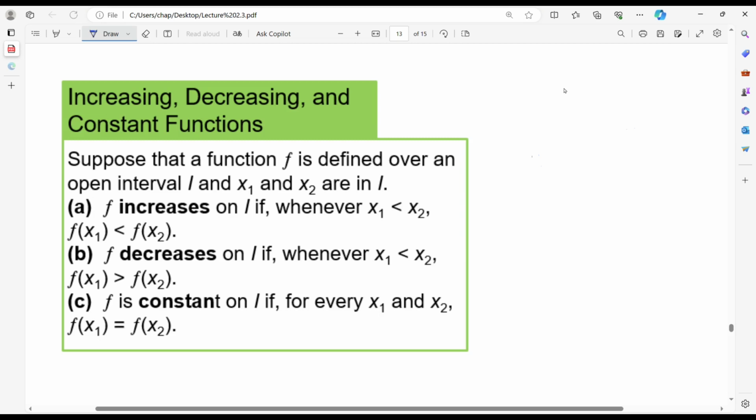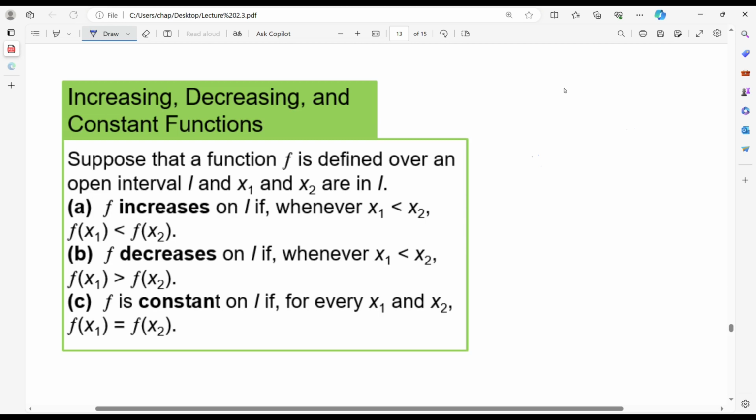Increasing, decreasing, and constant functions. Suppose a function f is defined over an open interval I, and x sub 1 and x sub 2 are in I. f increases on I if, whenever x sub 1 is less than x sub 2, f of x sub 1 is also less than f of x sub 2.